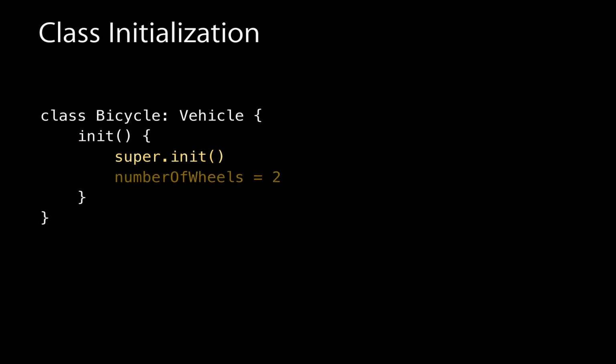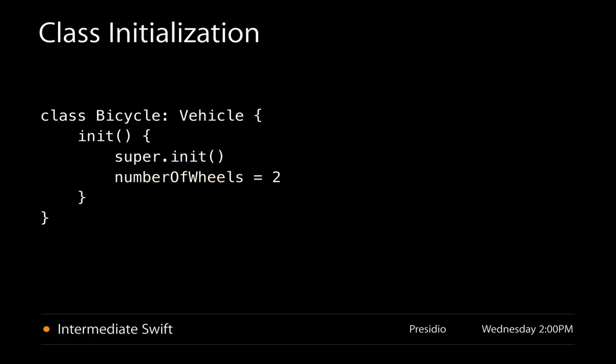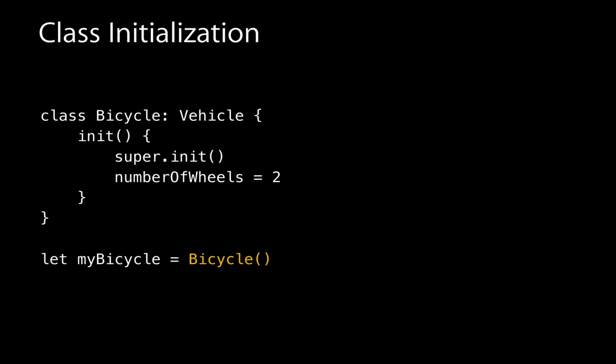After we've done so, we can change the value. We can set it to 2. Now, we'll go into a lot more detail on initialization in the intermediate Swift talk. But for now, one final thing to note. Swift initializers don't return a value. Rather, their main role is to make sure that every stored property has a value by the time that initialization completes. So now we have that set up, we can create a new bicycle.